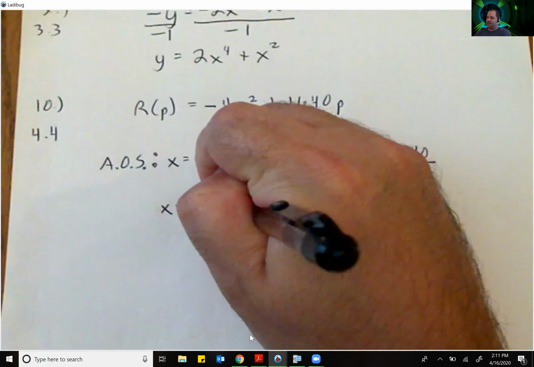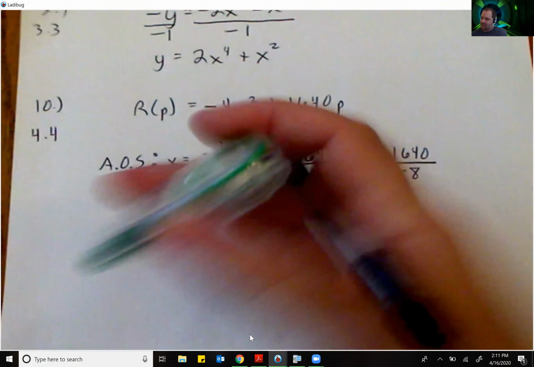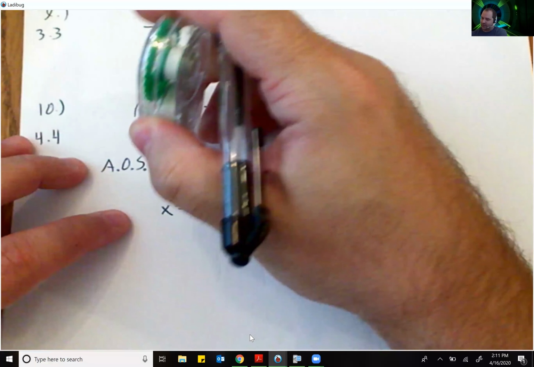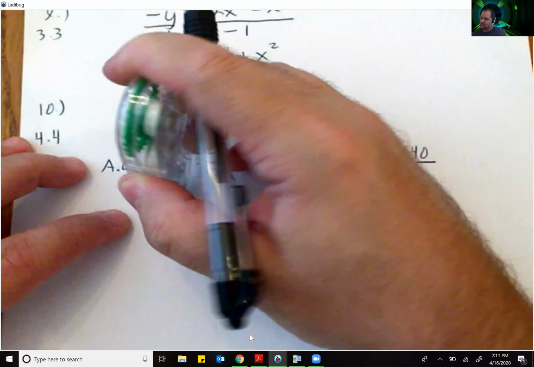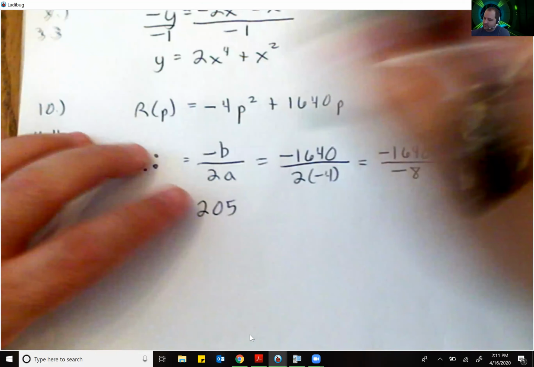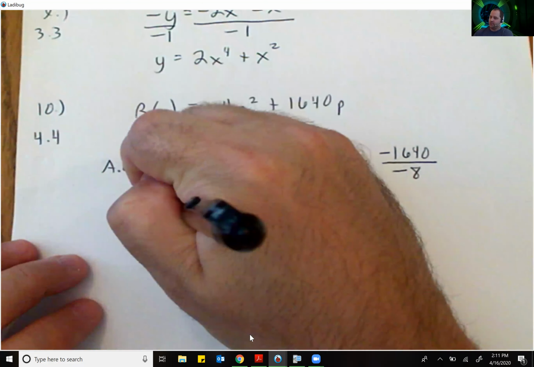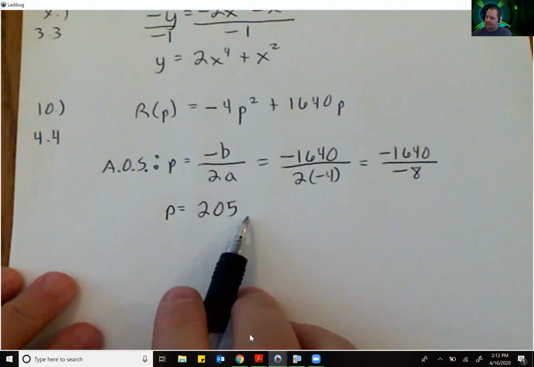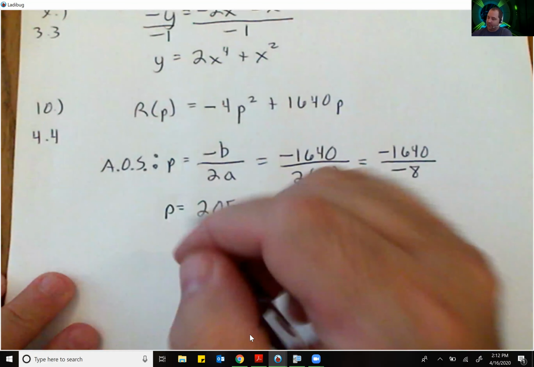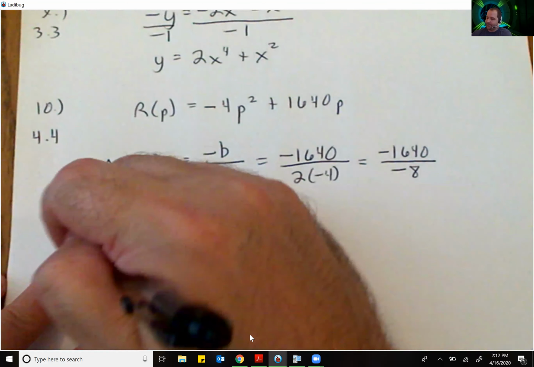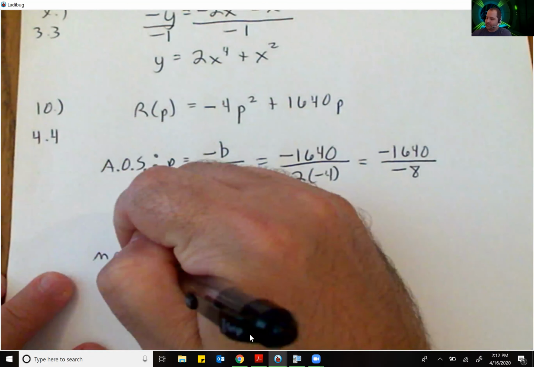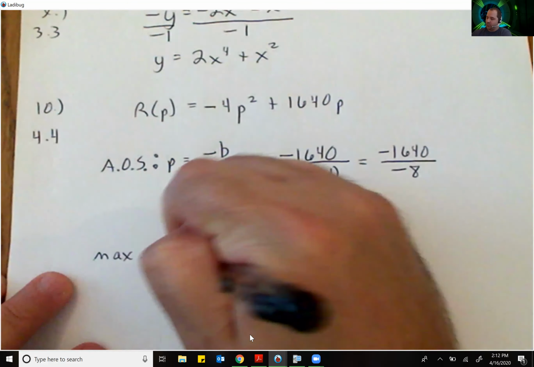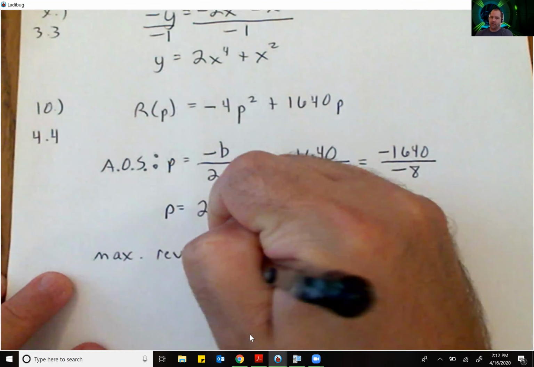And I know that I'm using X. I should probably just call this P. This is what P is. It's the price. Okay, so the price is 205. So if I want to find the maximum revenue, what am I going to do with this value of 205?